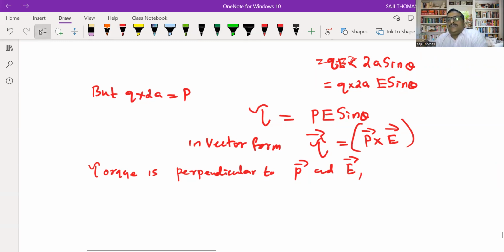Okay. So what are the key points so far? First one is, when an electric dipole is placed in a uniform electric field, it will experience a torque, but it will experience no net force. If the dipole is placed in a non-uniform electric field, it will experience both torque and force.